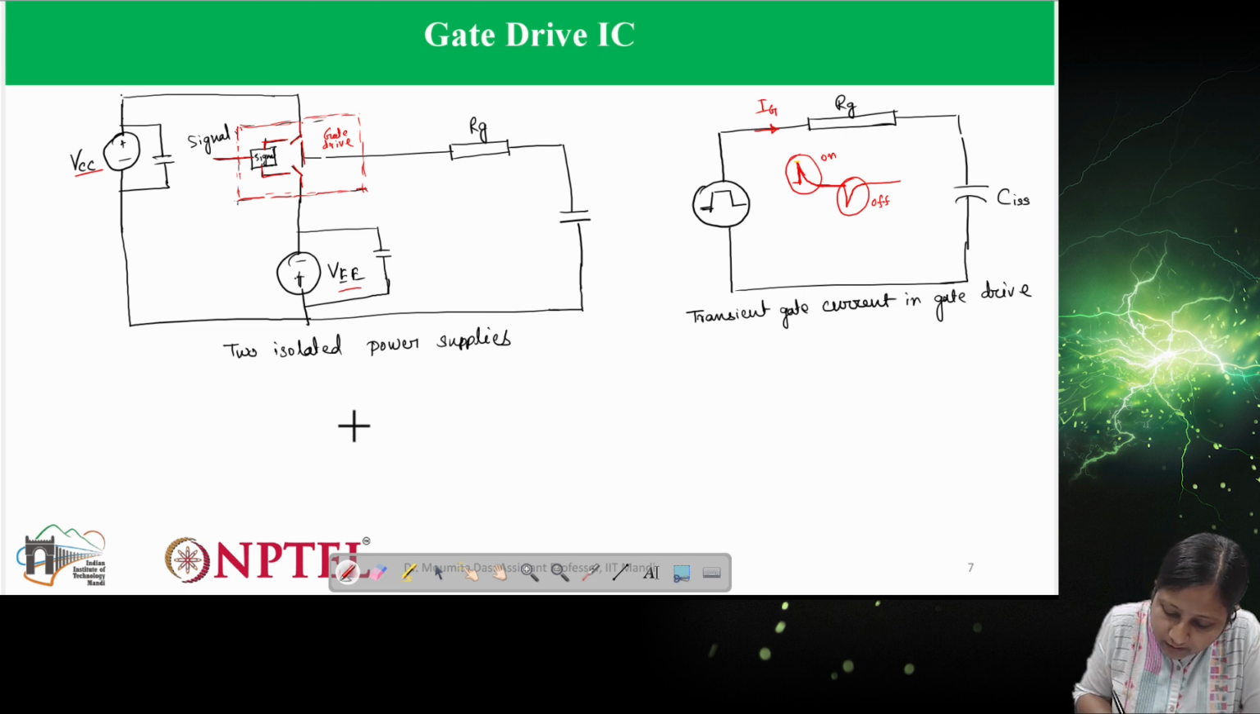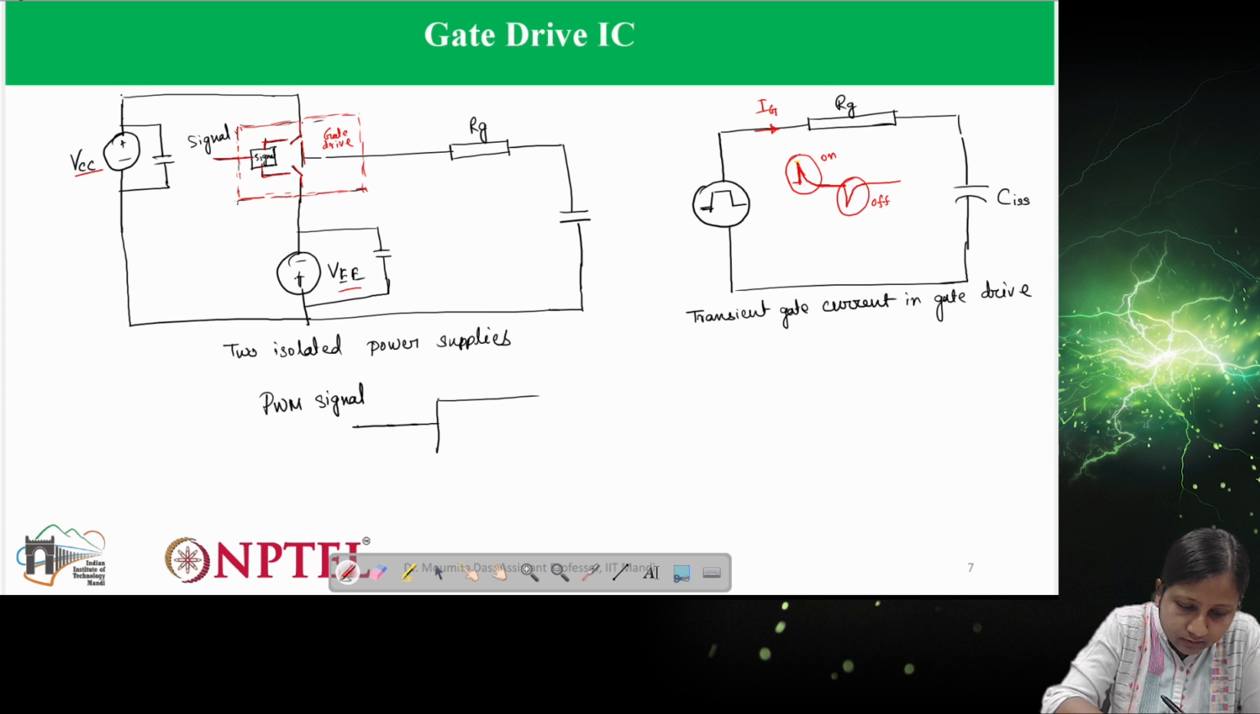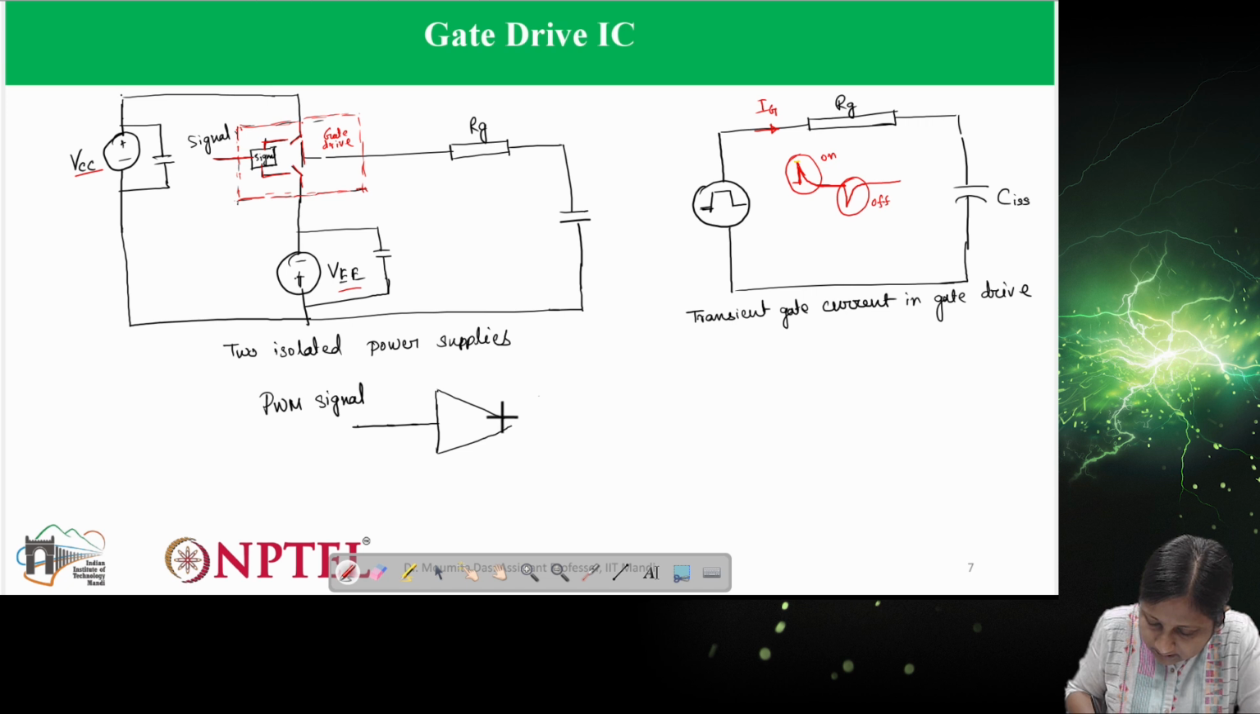When we provide this PWM signal from a signal generator or microcontroller or FPGA, anything, it goes to the gate driver. The gate driver obviously has two different switches inside it, as you have seen in the diagram. So it is having two different supplies.